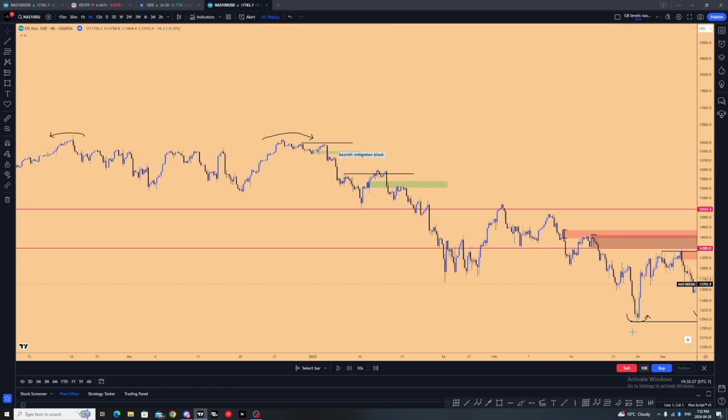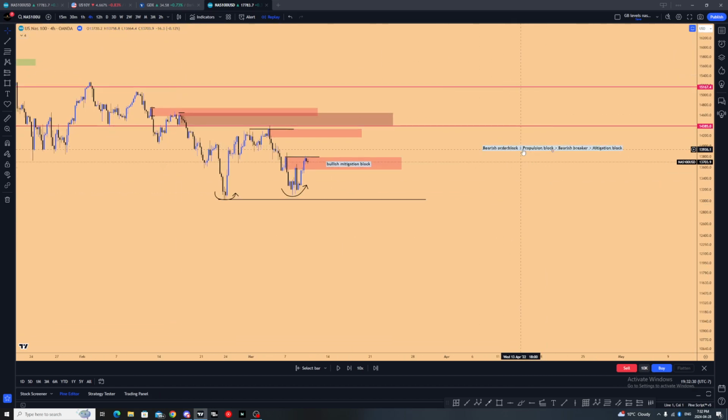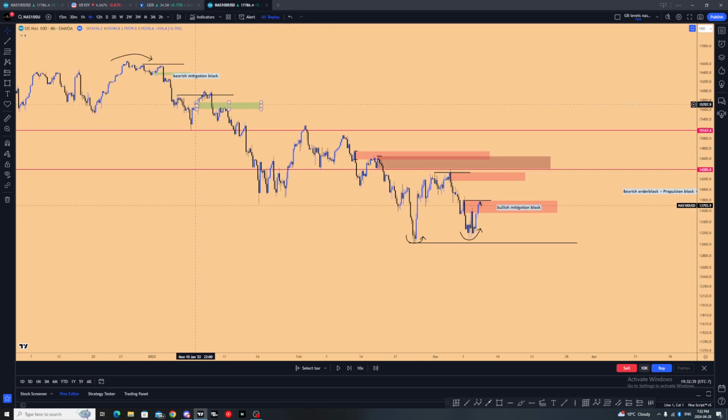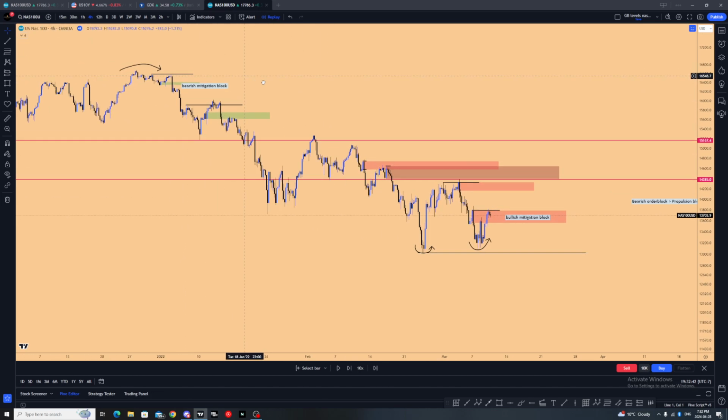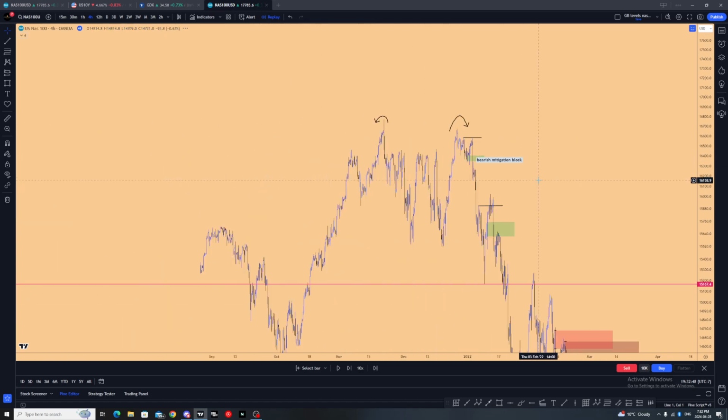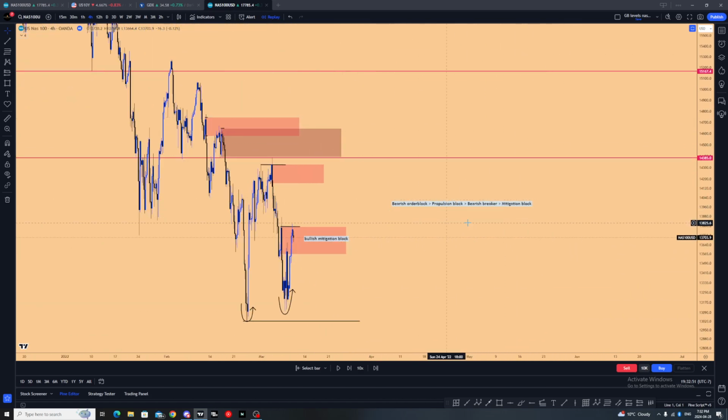So in terms of severity, this is what I mean to say: bearish order block is the strongest, propulsion block, this one, second strongest, bearish breaker, which was over here, third strongest, bearish mitigation block, which was over here, that's the fourth, last of last. So these four are what you need to be concerned with: bearish order block, propulsion block, bearish breaker, bearish mitigation block. Similar things would be discussed for bullish markets in terms of bullish order block, bullish propulsion block, bullish breaker, bullish mitigation block.